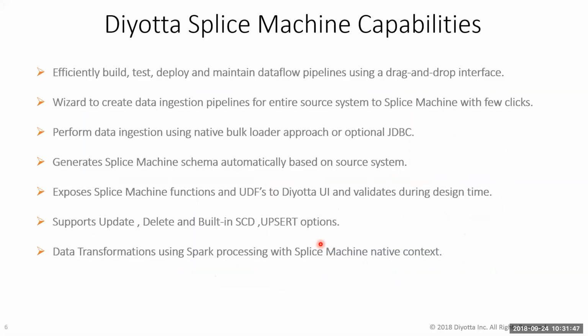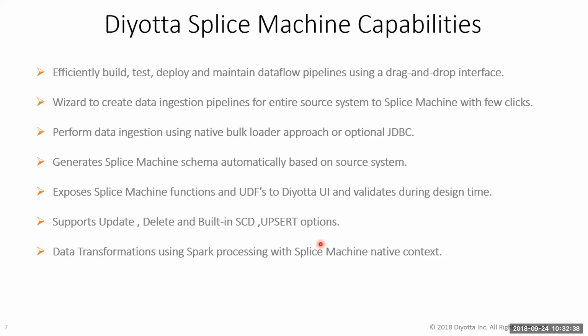Just to give you some high-level capabilities we wanted to highlight here: with Diyotta you can efficiently build, test, and deploy data ingestion or transformation pipelines using a drag and drop interface. We have a wizard-type approach where, if you have hundreds of tables sitting in Oracle or any other type of source, you can quickly bring the data into Splice Machine with a few clicks. We also use a native bulk approach to extract and load the data into Splice Machine, and we also offer an optional JDBC approach.